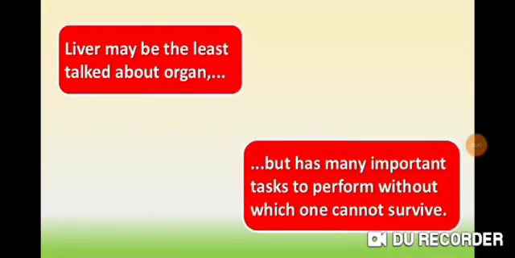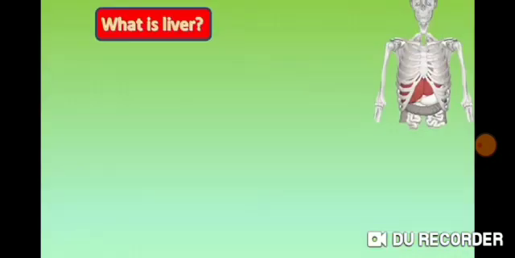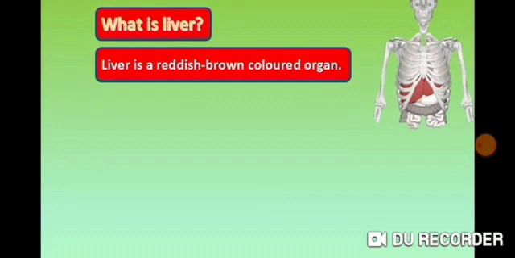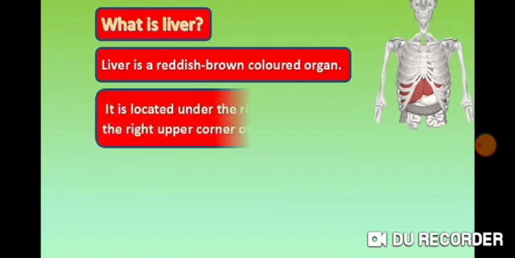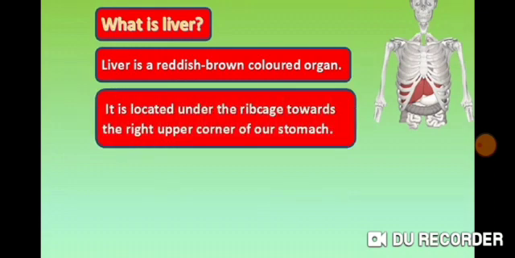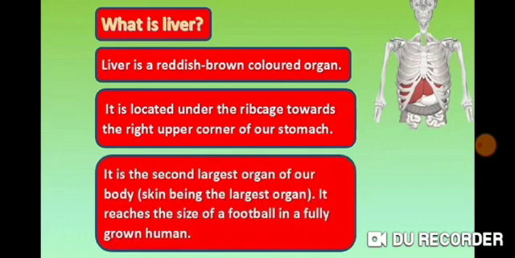It may be the least talked about organ, but it has many important functions to perform, without which we cannot survive. The liver, in fact, is a reddish brown colored organ. It is located under the rib cage towards the right upper corner of our stomach. It is, in fact, the second largest organ of our body. It reaches the size of a football in a fully grown adult human.